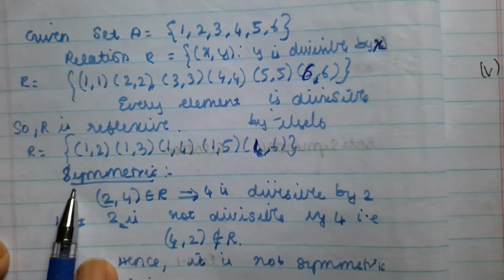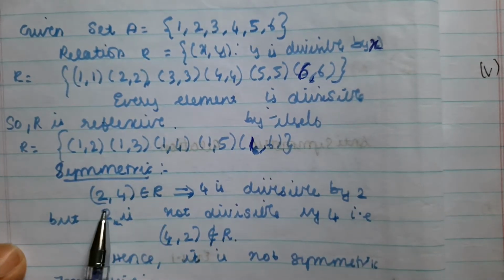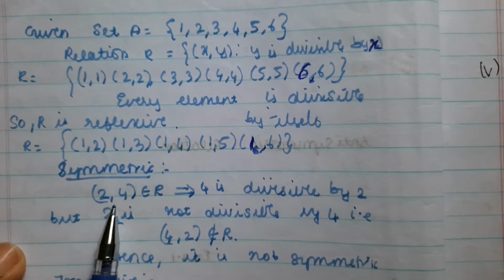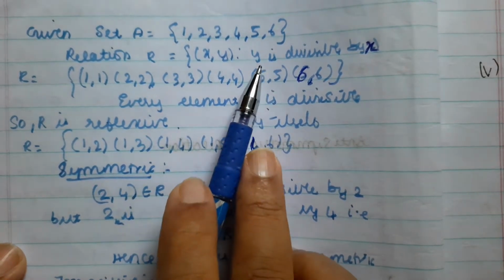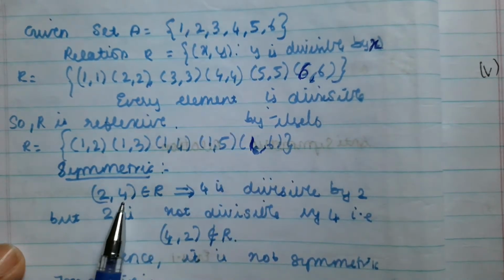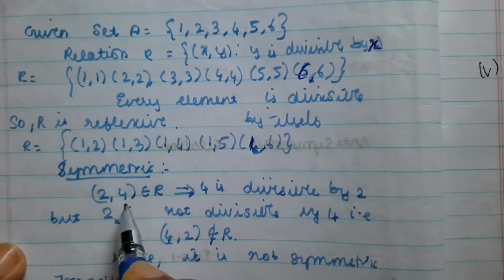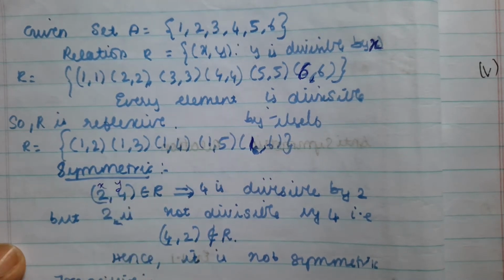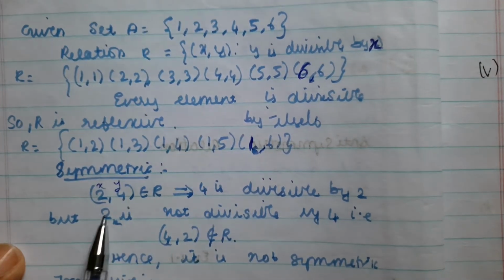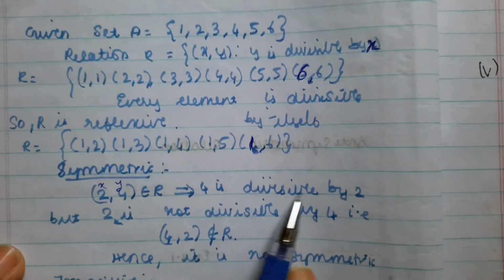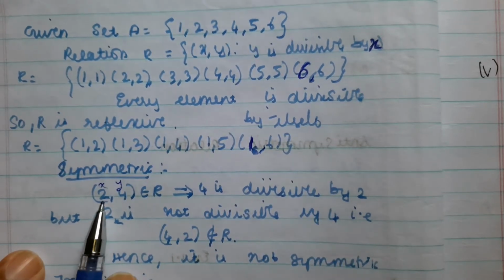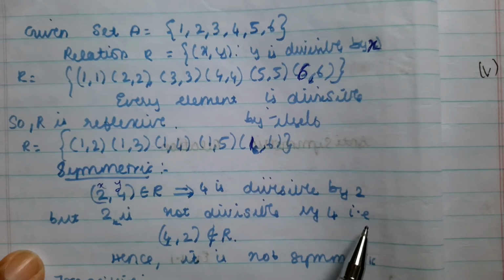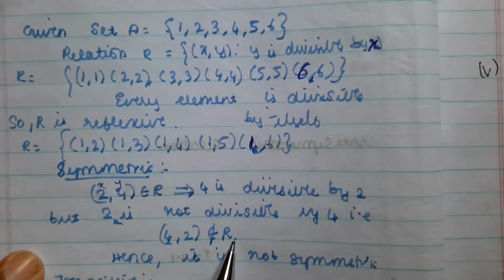Now you have to check symmetric. For symmetric, first take one subset (2, 4) belongs to R. Given 4 is divisible by 2. So the condition is y is divisible by x. Y means 4 and x means 2. So this is x, this is y. So y is divisible by x, 4 is divisible by 2. But 2 is not divisible by 4. That is (4, 2) does not belong to R.